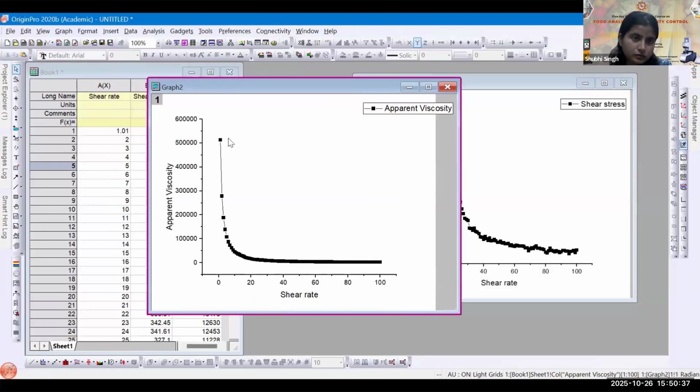It means that as we increase the shear rate, as we increase the shear, what is happening? It's breaking the structure of the starch gels and making it more flowable. It starts flowing between the plates of the rheometer. So that's why the apparent viscosity gets reduced and reduced until it gets a flat line.